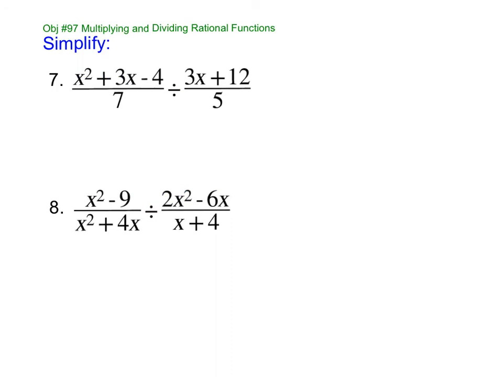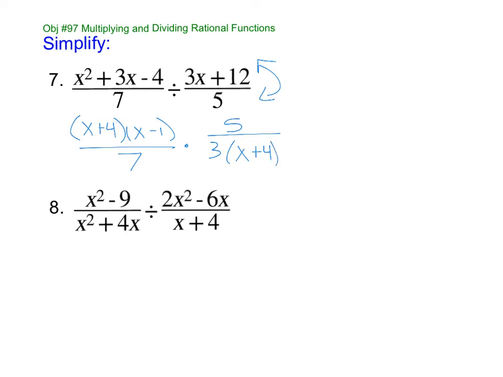All right, pause the video. These aren't hard. You just have to remember the division part. So I'm going to factor x plus 4, x minus 1, all over 7, times, now remember we have to flip these, 5 over 3 times x plus 4. Please actually flip them. I have some students that don't, and then they say, oh, I can cancel it as is, and they end up getting a wrong final answer. So please actually flip the second term. The x plus 4s are the only thing that cancel. So 5 times x minus 1 all over 21.